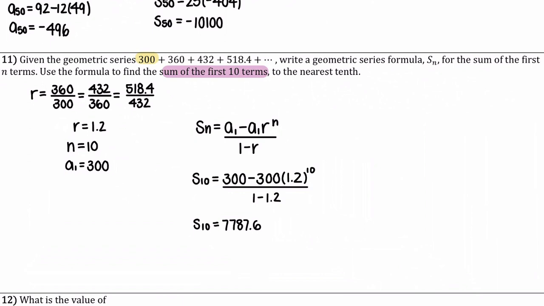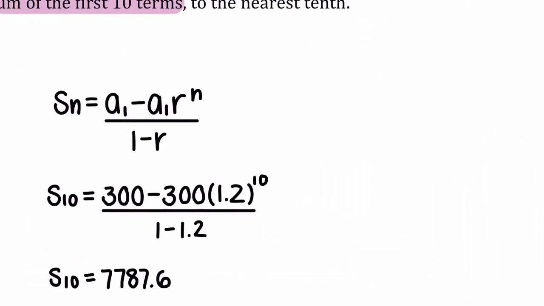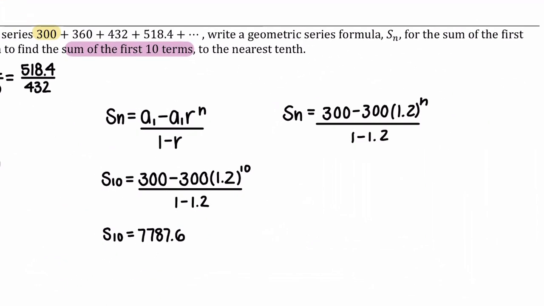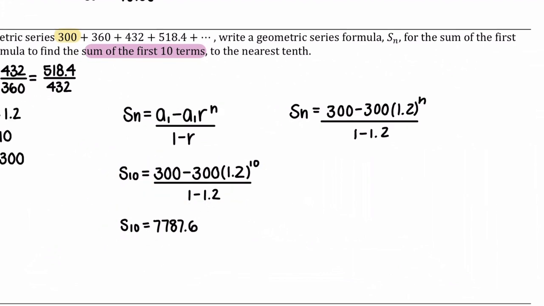Oh, wait, I just realized. It says to write a geometric series formula for the sum of the first n terms. So in that case, they would just want us to write S sub n equals our first term, so 300 minus 300 times 1.2 to the power of n, all divided by 1 minus 1.2. That's it. Because they're just saying the first n terms. So this is the first n terms, while this is the first 10 terms.